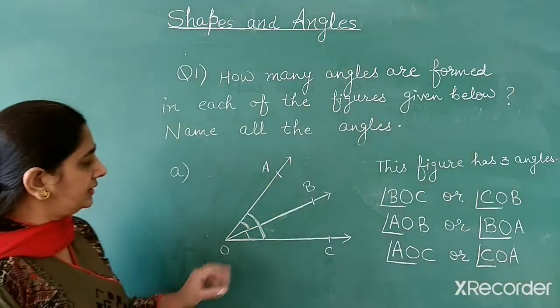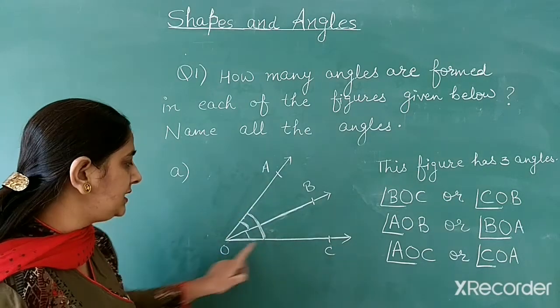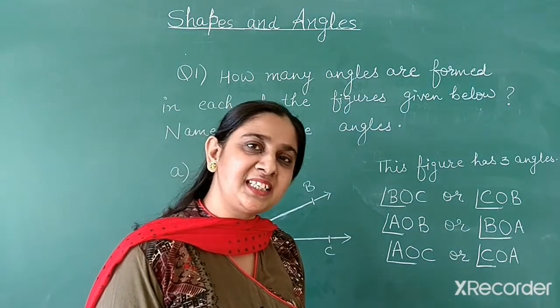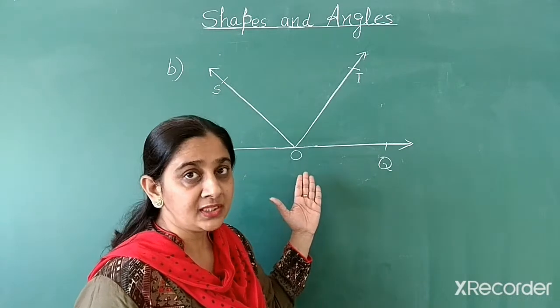So in this way, children, the name of this bigger angle is AOC or COA. So this was our first part, children. Now look at the second part. Now children, look at part B. Here this figure is given to you.